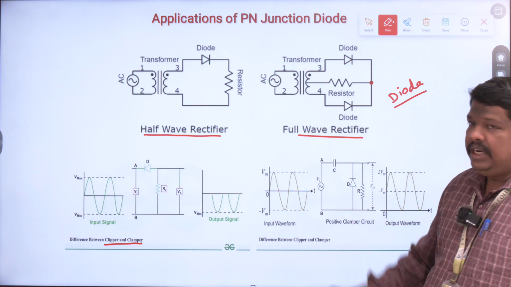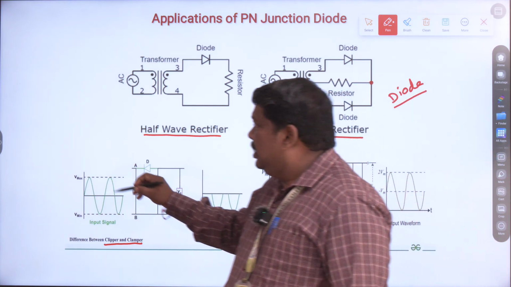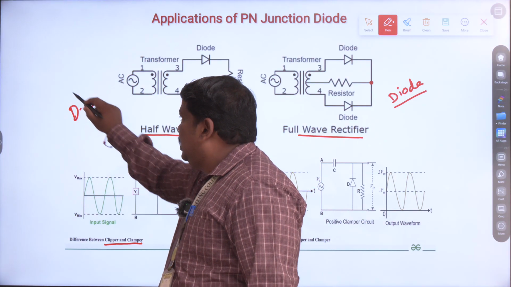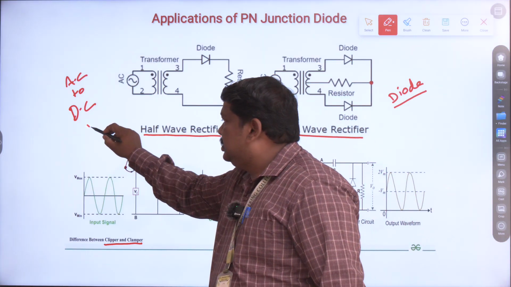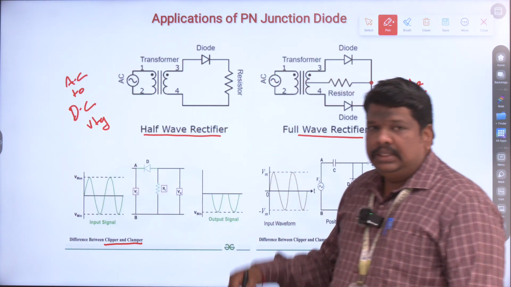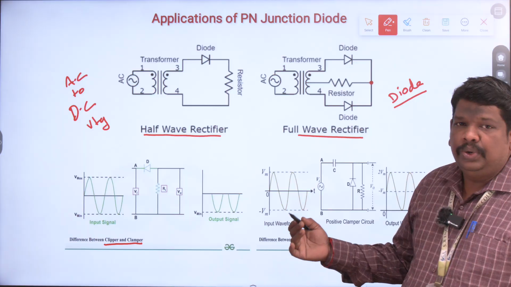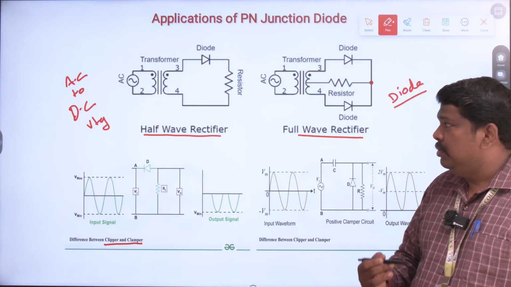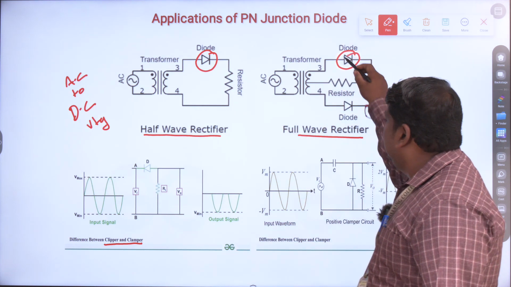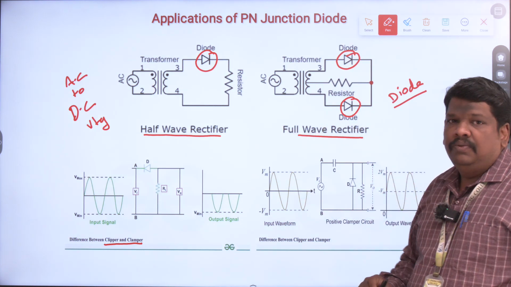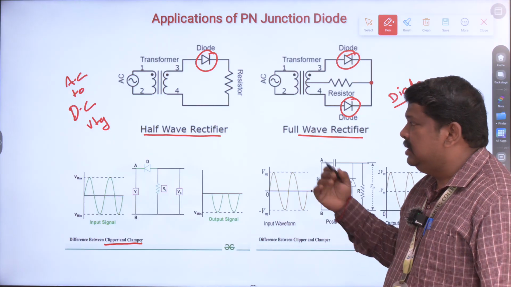If it is a rectifier, we're going to convert AC to DC voltages. We're going to apply an AC input and it's going to be converted to a DC output. For that we can use the semiconductor device, the diode, for conversion of the AC supply to the DC supply.